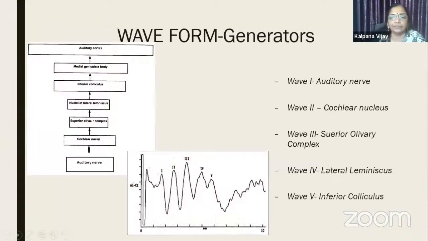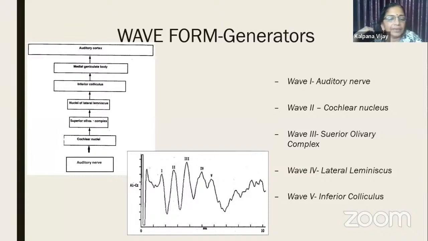So these are the waves. One is the auditory nerve, then the cochlear nucleus, then the superior olivary nucleus, then comes the lateral lemniscus, and then the inferior colliculus. Then it reaches up to the medial geniculate body and auditory cortex. So this is the hearing pathway.